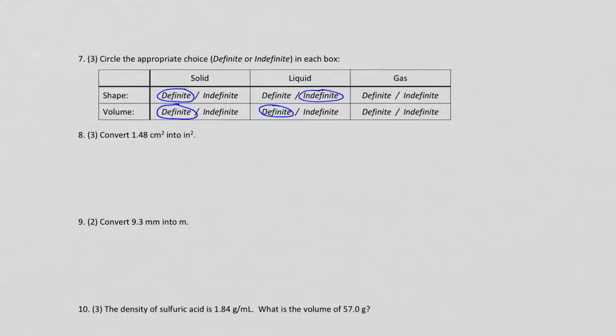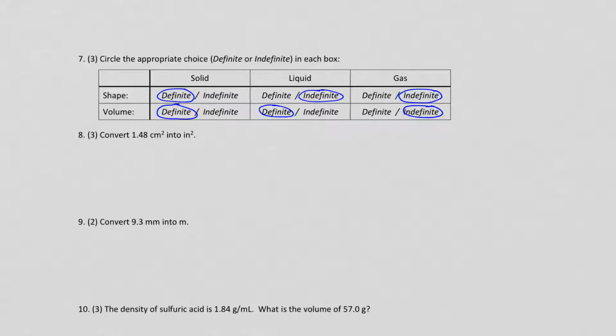There's always a finite amount of water. Chemistry-wise, you can put it in an Erlenmeyer flask, or a beaker, or a Florence flask, or a round-bottom flask. Gas, obviously, indefinite shape, indefinite volume. Gases can spread out a ton.